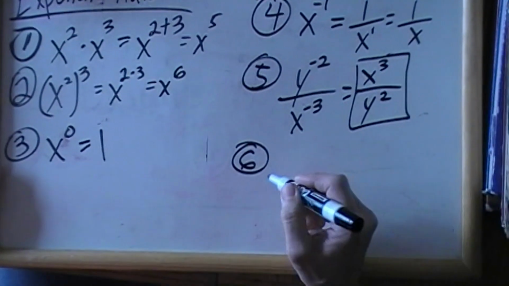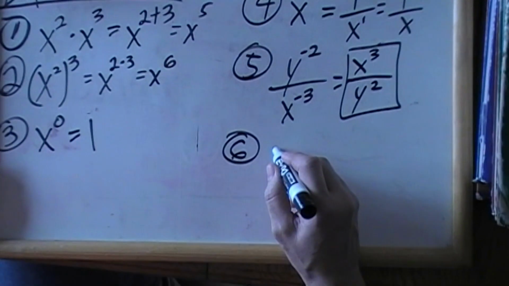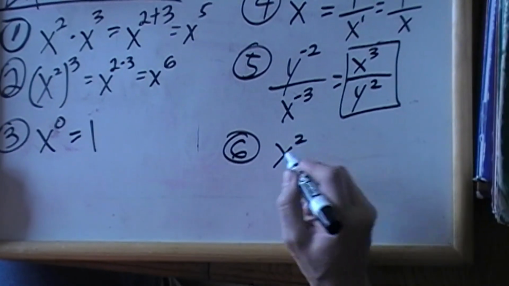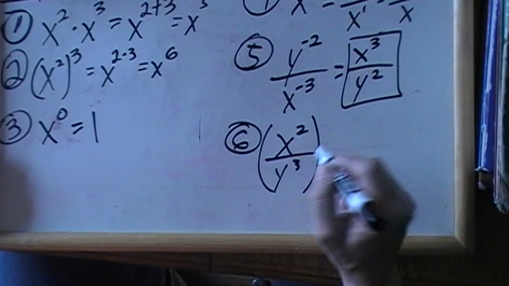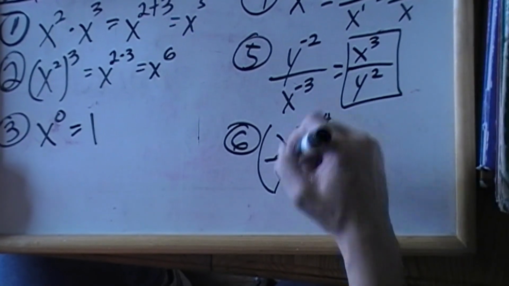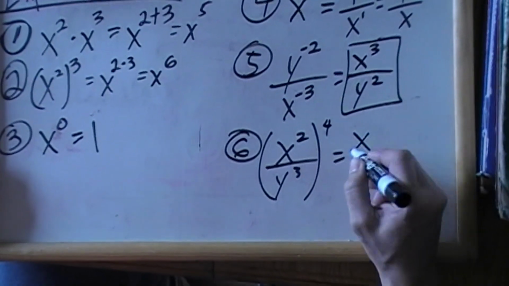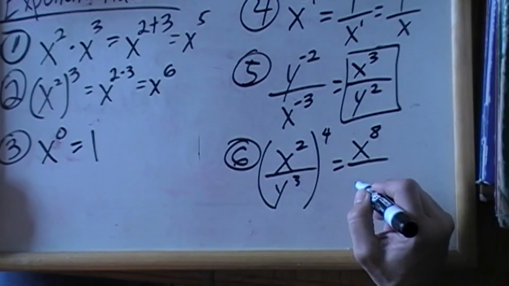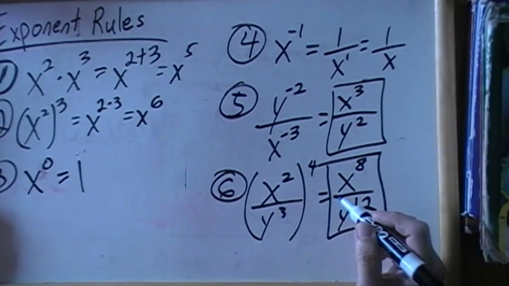And number 6, the last thing these exponents are doing, they're just being plumb crazy today. X squared over y to the 3rd power, all to the 4th power. This 4th right here makes it do it to both of these in parentheses, to multiply those exponents and get x to the 8th over y to the 12th. Wow!